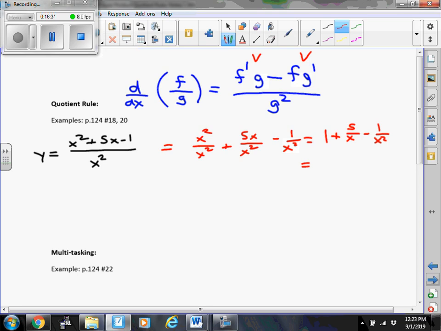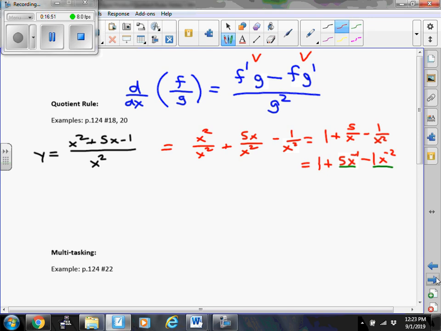The reason is because I want to rewrite this. Instead of writing 5 over x, that's really 5x to the negative 1. Remember, negative powers reciprocate the term. And then this one is 1x to the negative 2. See how now I have these two things written in power form, so I can now take its derivative?